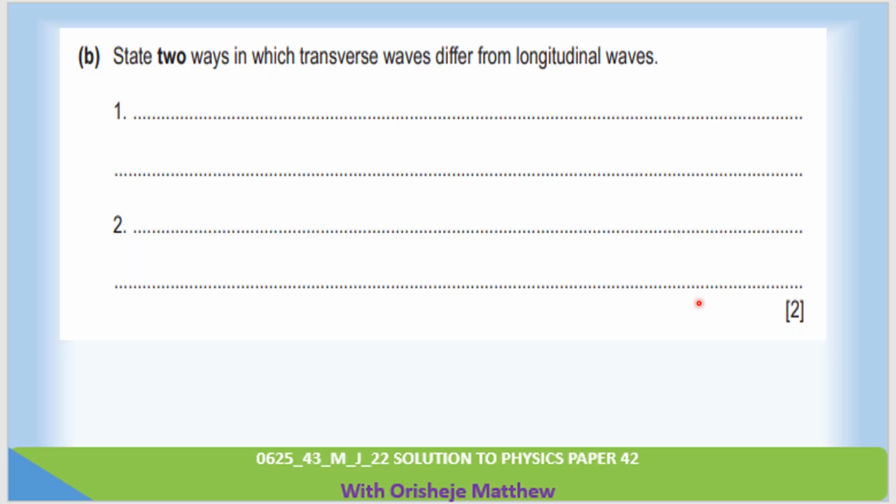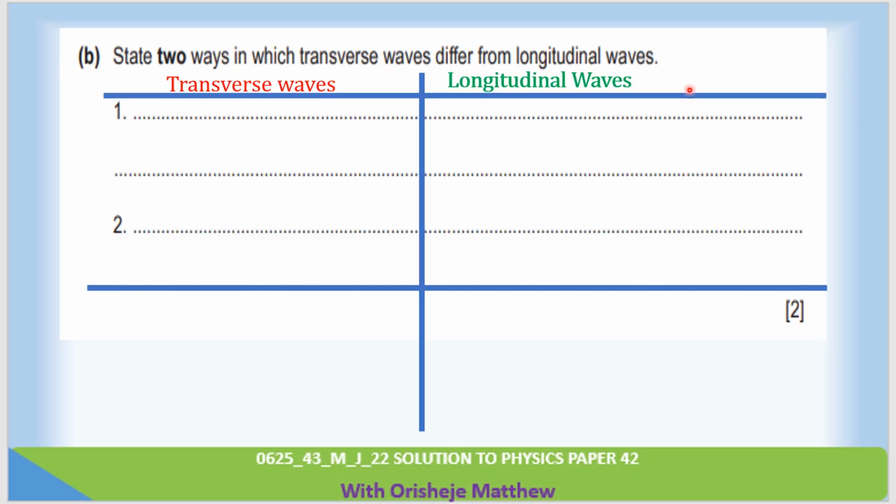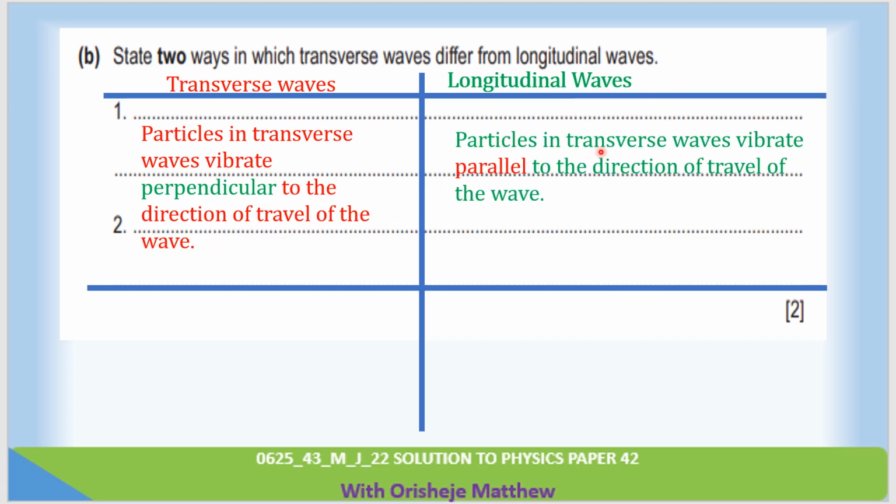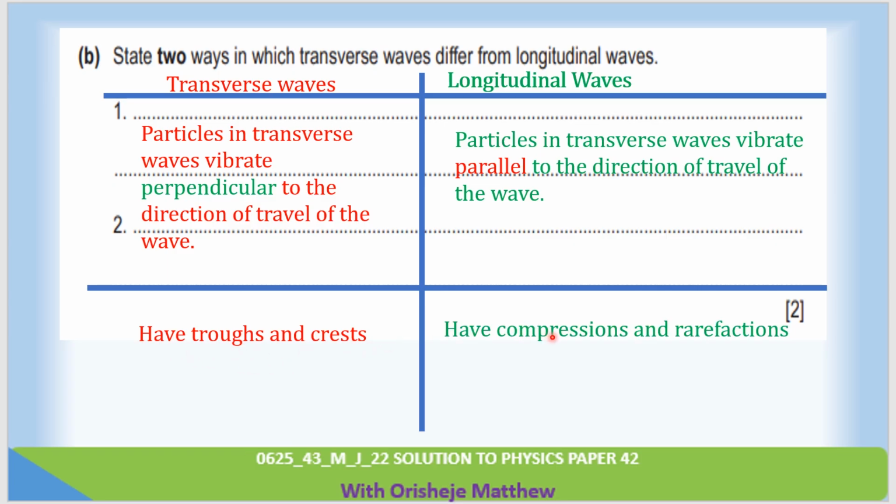Alright, so let's go. State 2 ways in which transverse wave differ from longitudinal wave. So let's put it in a tabular form. Transverse wave, longitudinal wave. The particles in a transverse wave vibrate perpendicular to the direction of travel of the wave, the propagation. While in a longitudinal wave, the particles vibrate parallel to the direction of wave propagation. So here we have trough and crest, but here you have compressions and rarefactions.